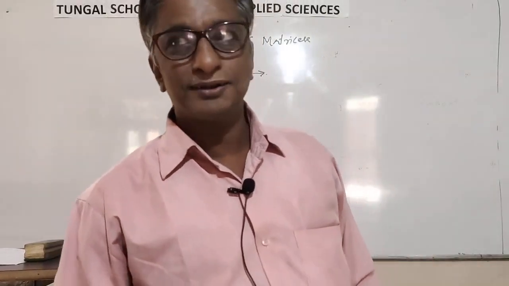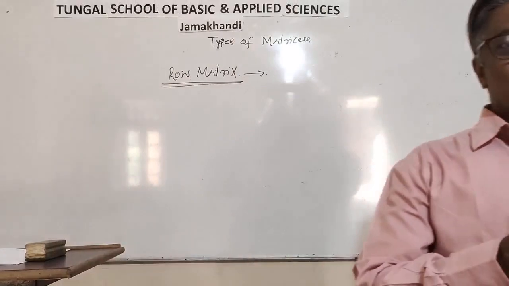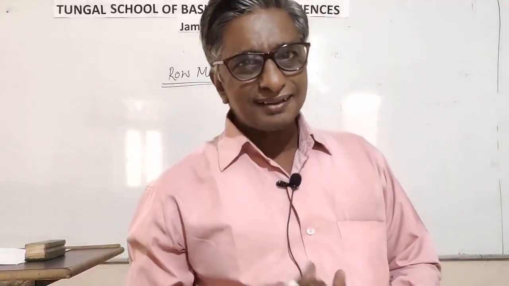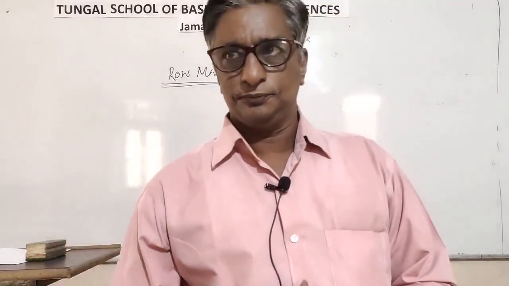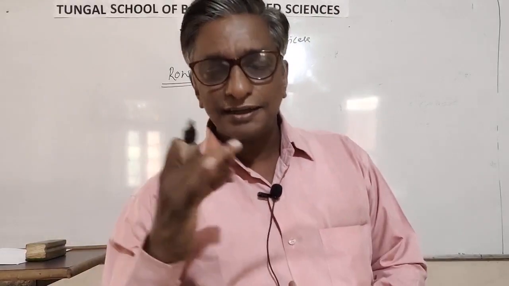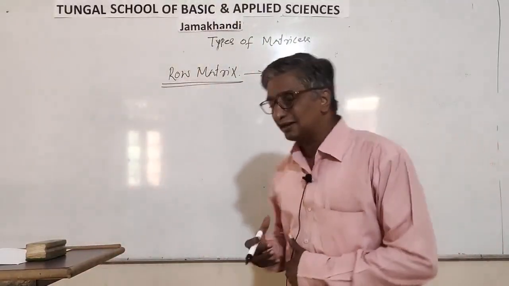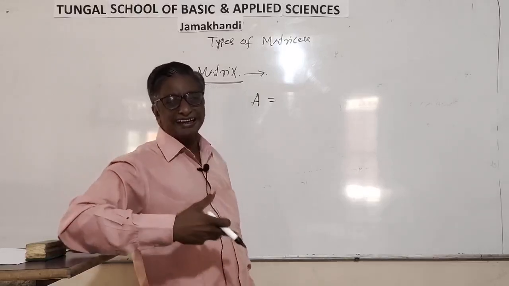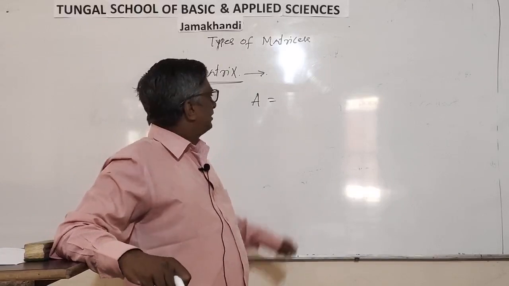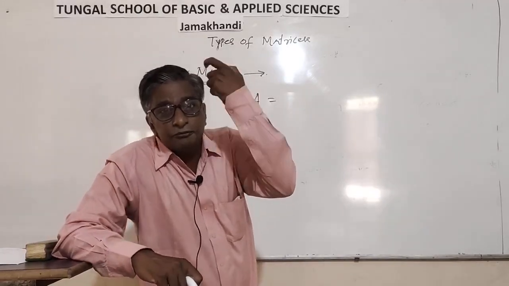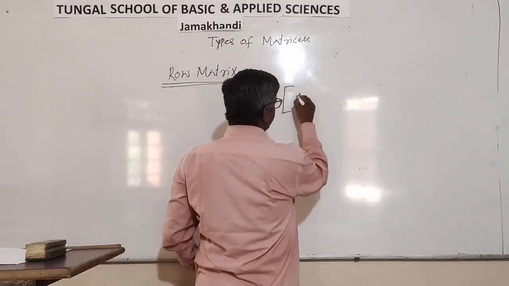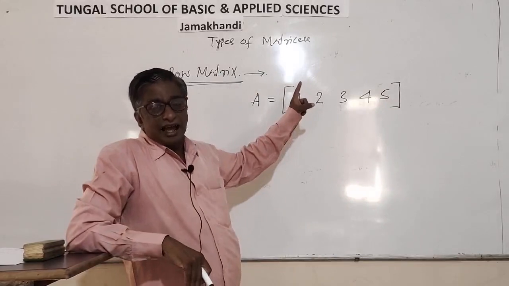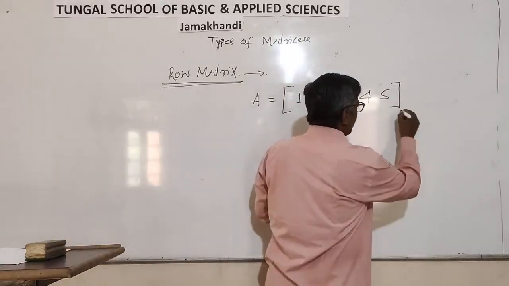Second one is row matrix. Row matrix means, as the name says, only a row is there in that matrix, a single row. A matrix having only one row is said to be a row matrix. First I will give the example. A is a matrix. Usually matrices are denoted by English alphabets A, B, C, D like that. A matrix having only one row means A equal to 1, 2, 3, 4, 5. This is row 1.